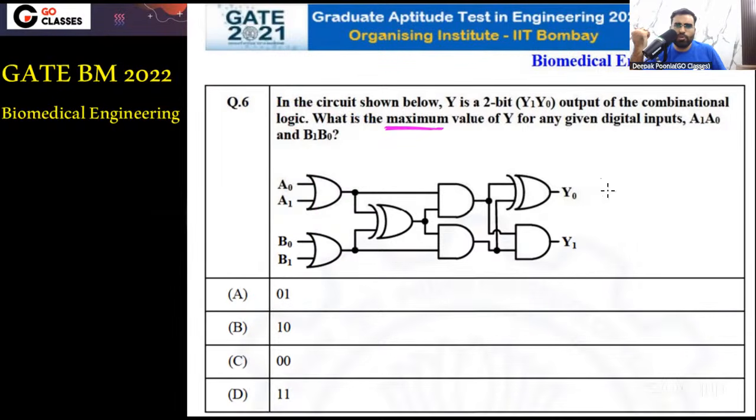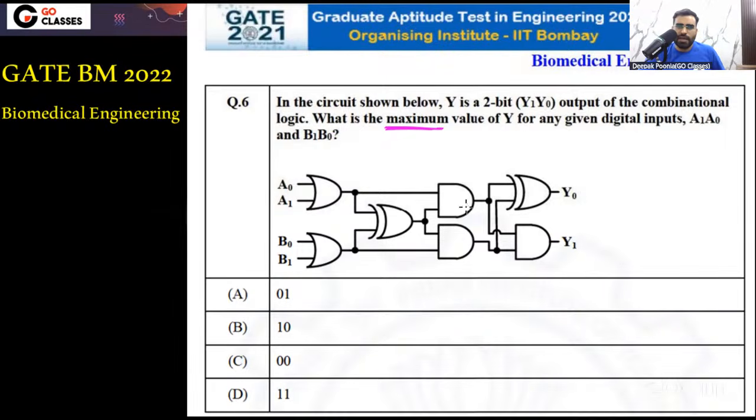For 16 input combinations, if you find the output Y value, Y is Y1, Y0, with Y1 more significant and Y0 least significant. So for 16 input combinations, if you find the Y value, and then find the maximum value, that will consume a lot of time. The most efficient approach is to go backward.